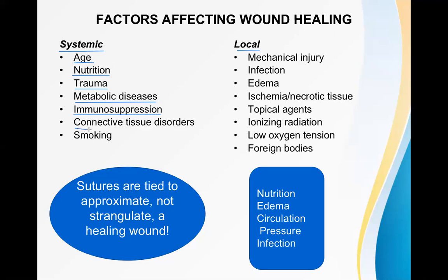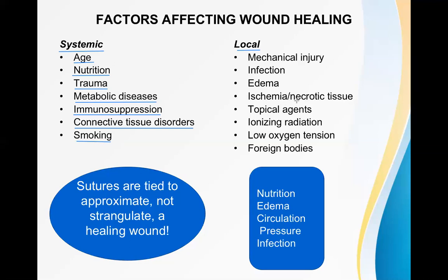Connective tissue disorders. There are different types, like SLE, like rheumatoid arthritis, Marfan syndrome, Ehlers-Danlos syndrome. All are different varieties of connective tissue disorder. There is a problem with collagen, so wound will not heal in time. And smoking, a person who is a heavy smoker, wound takes a longer time to heal. So these are the proven points.